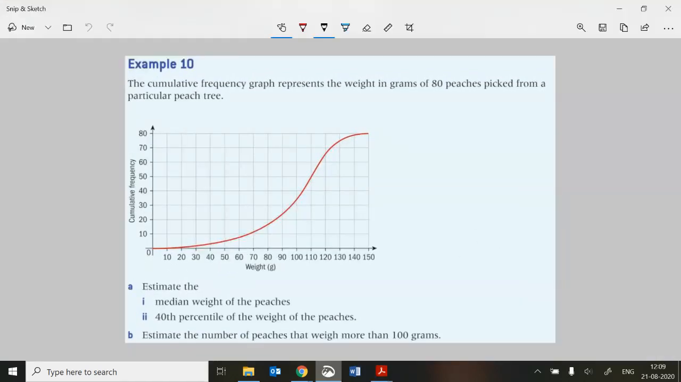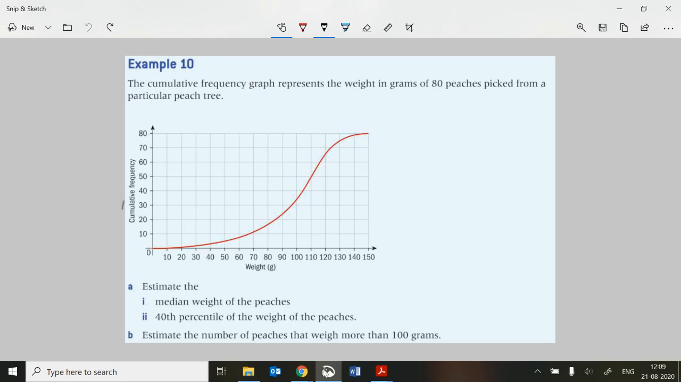And this is example 10. The question says, the cumulative frequency graph represents the weight in grams of 80 peaches picked from a particular tree. Part A says, estimate the median weight of the peaches. Well, the median value is going to be halfway through all of our frequencies, the total of our frequency. We can see that 80 peaches is the total of our running total here, or our cumulative frequency.